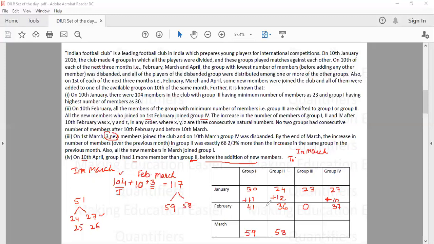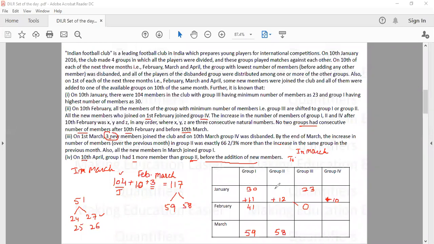So this is the case of 10th of February. But it says no two groups had a consecutive number of members after 10th February and before 10th March. But here the number is consecutive, 36 and 37, they are the consecutive numbers, right? So this is not possible. So that means we know that here we have addition of 12 members, that is true, but with this we are getting consecutive numbers, right? So this is not possible.